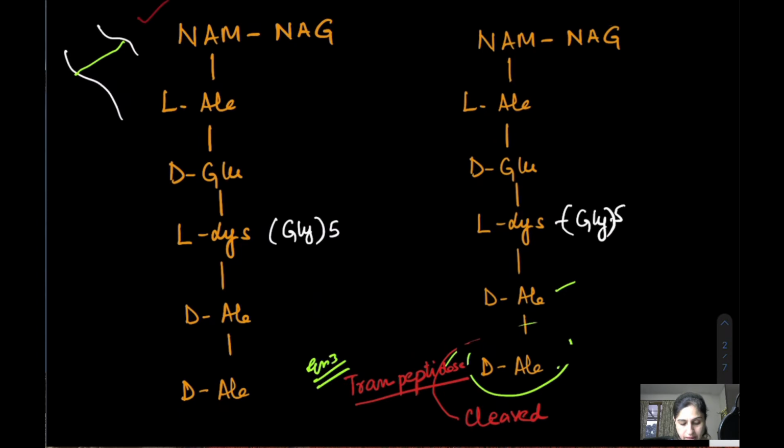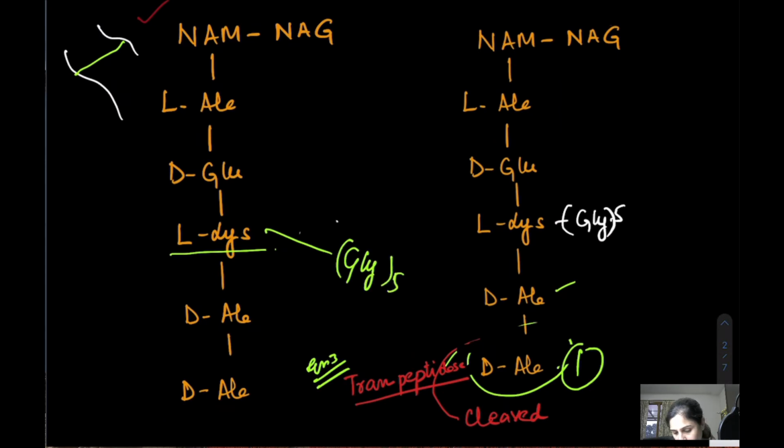And that energy is actually utilized in the formation of a bond. See this L-lysine here, it has 5 glycine units attached to it. Once this transpeptidase enzyme has cut off, step number 1 is that it has cleaved off this D-alanine from here. So now these 5 glycines, which are 5 in number, form a bond with this D-alanine.